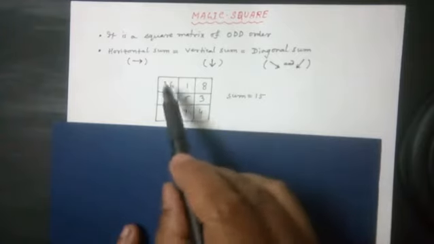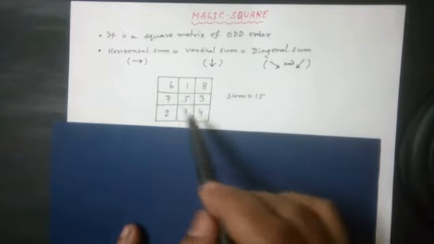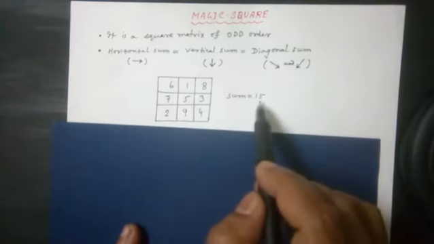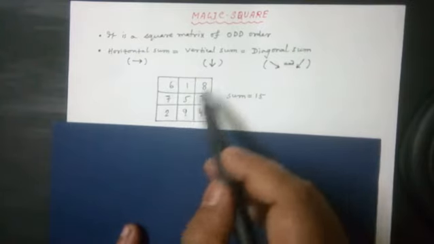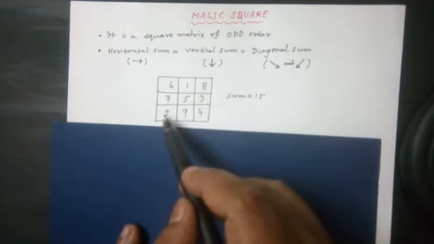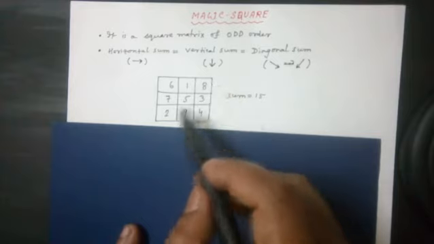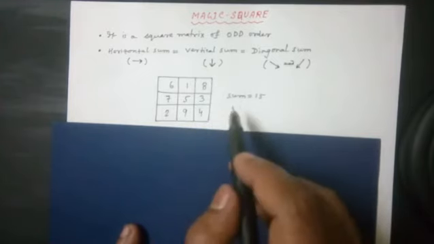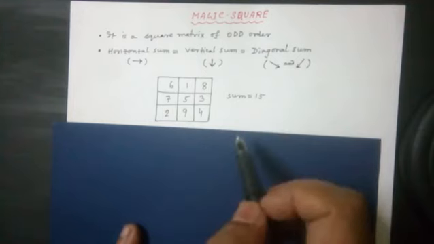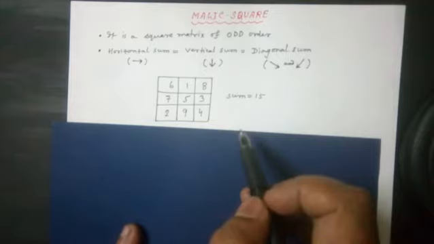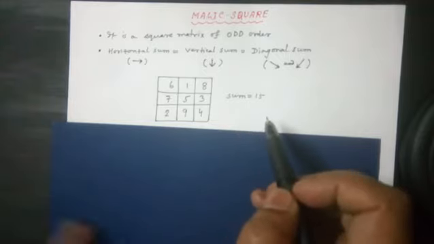Now you take this diagonal from left to right, that is 6 plus 5 plus 4, it is equal to 15, and again you take this diagonal, 8 plus 5 plus 2, that is the diagonal from right to left. So in all these cases the sum is equal to 15. Now let us see how we can form a magic square. So let us check out the algorithm.